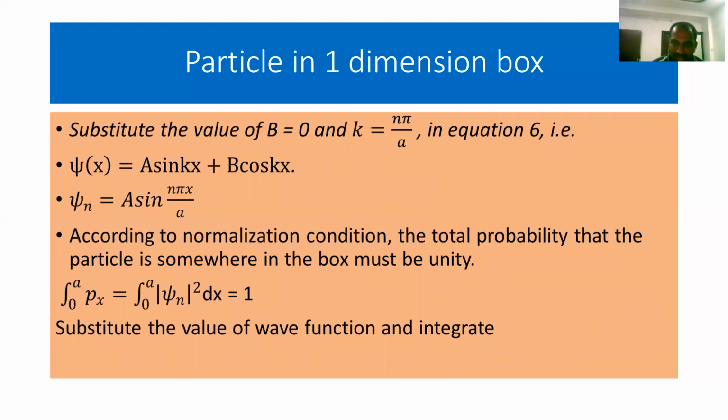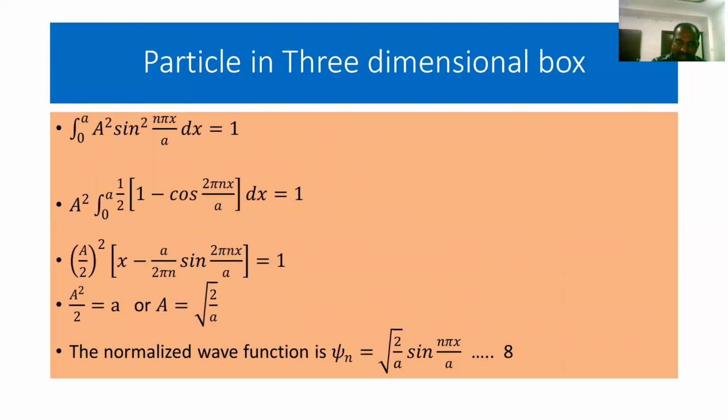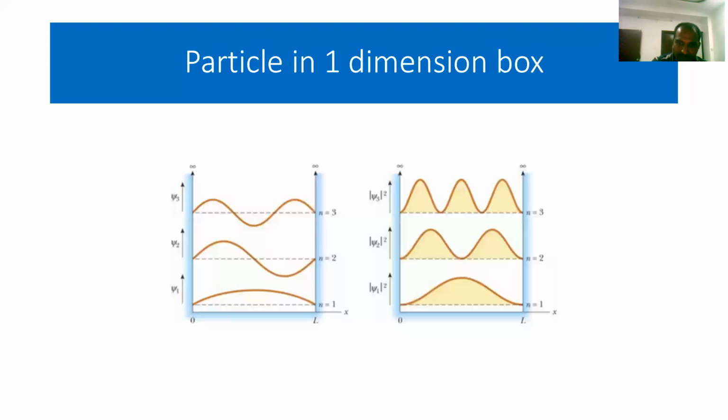According to the normalization condition, in the physical significance of the wave function case, the total probability of the particle being somewhere in the potential box must be equal to 1. Therefore, the integral from 0 to a of ψ² dx = 1. Substitute the value of the wave function and integrate. We will get the value of A as square root of 2/a. Therefore, the normalized wave function is ψ(x) = √(2/a) sin(nπx/a).